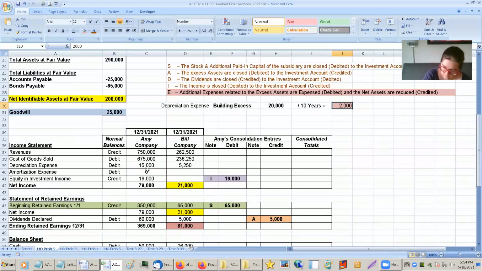Okay, so coming up here, depreciation expense, this is a debit. Now, we are going to debit that because we want it to be higher. This is the Bill company depreciation expense, assuming it was at 45,000. But we have to add an additional 2,000 of depreciation expense onto that.